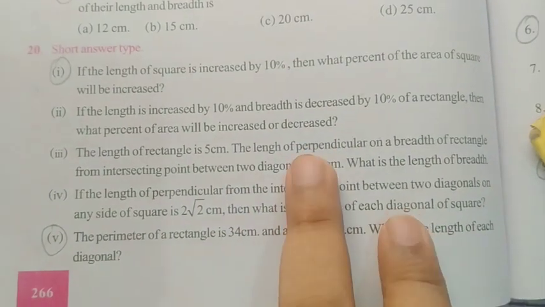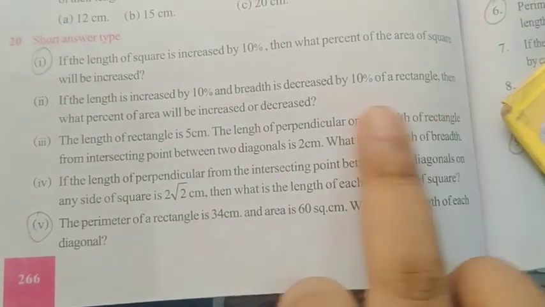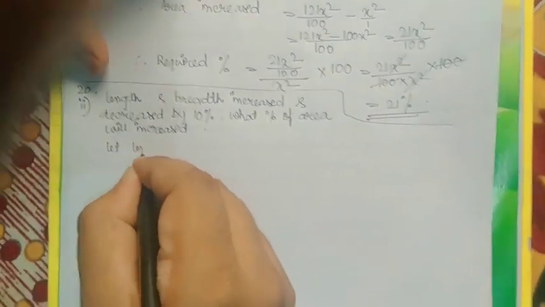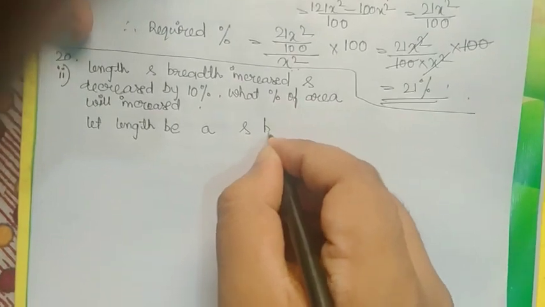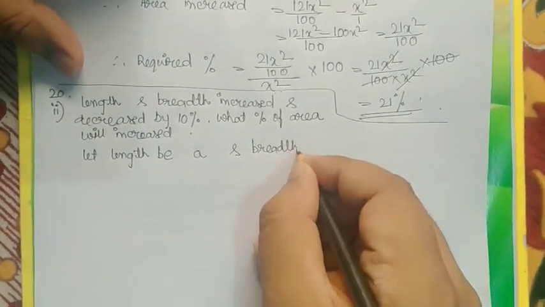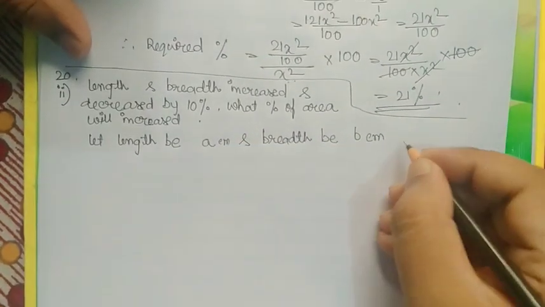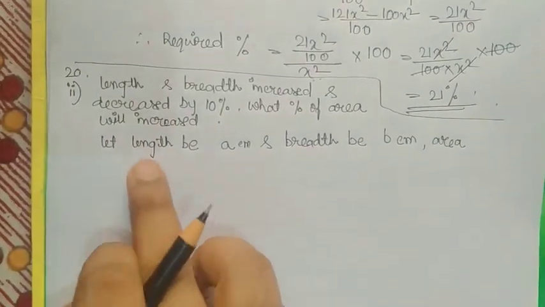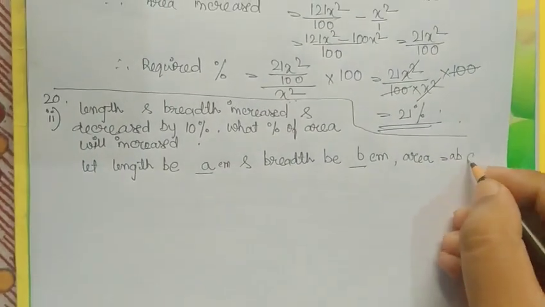Sum number 2, it's also very important. If the length is increased by 10% and breadth is decreased by 10% of a rectangle, then what percentage of area will be increased or decreased? So now let length be A and breadth be B centimeter. So therefore area will be, we know the area of the rectangle is length into breadth, so A into B, so area equal to AB centimeter square.